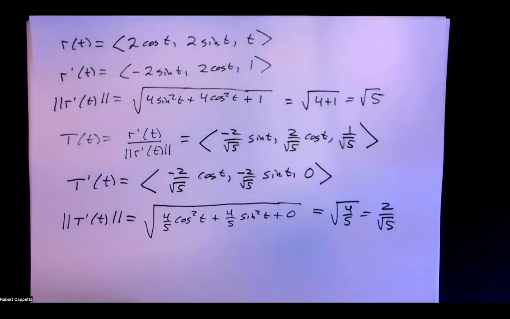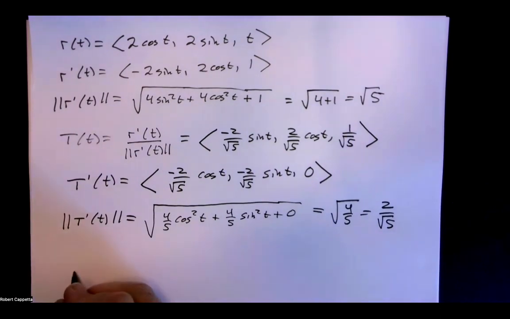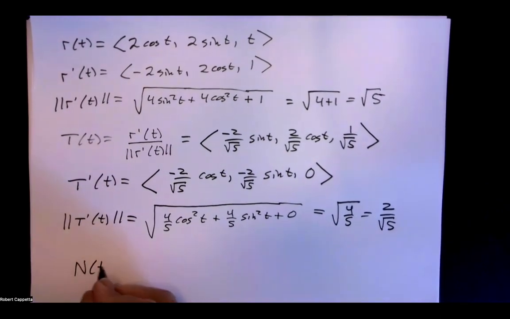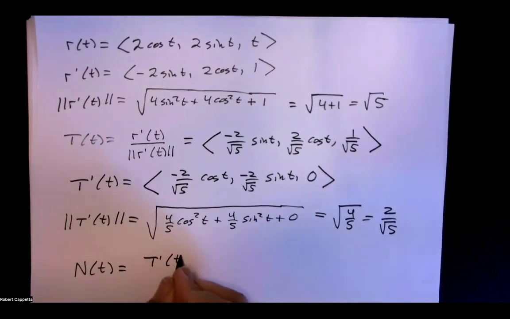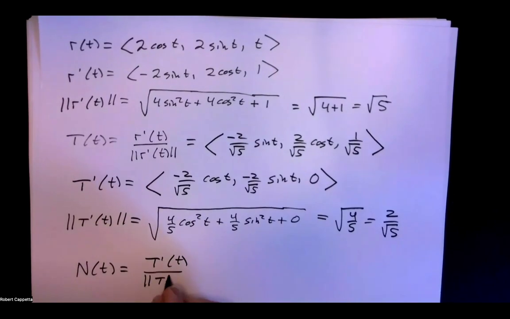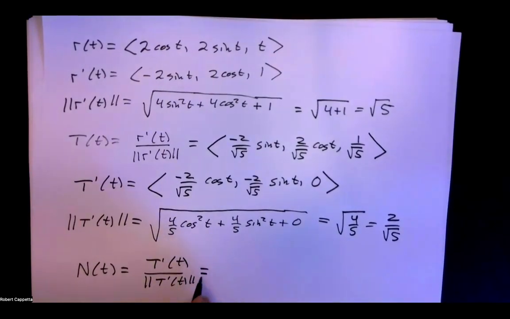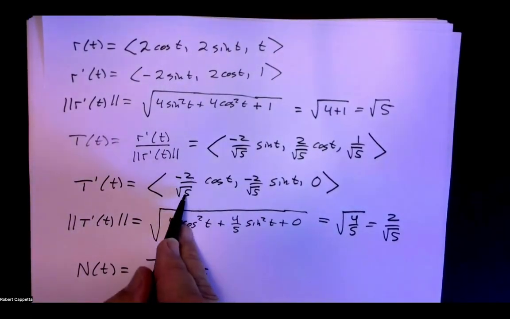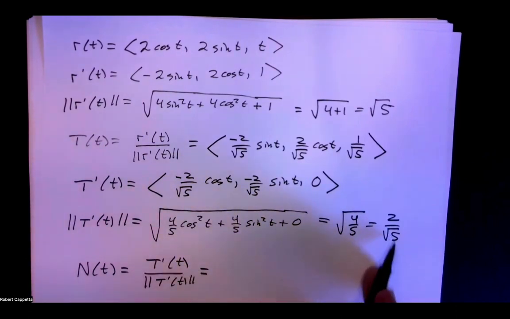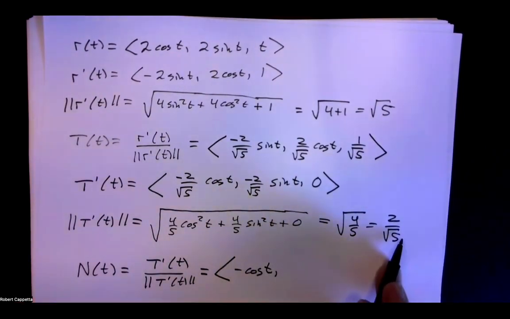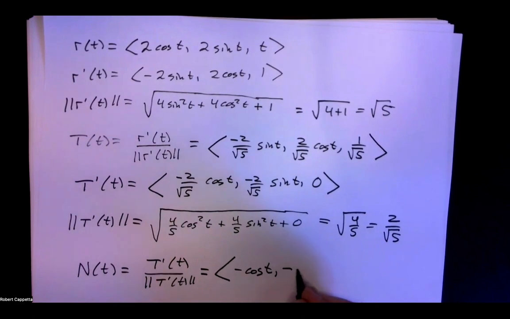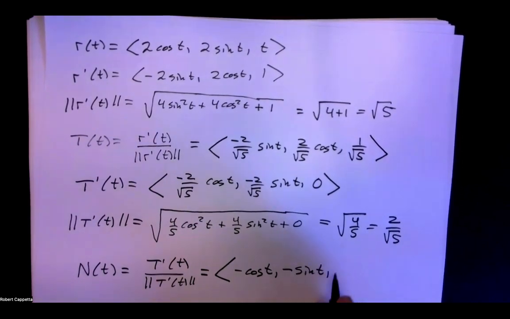So let's put those together to get N of t. What is N of t? N of t is defined as T prime of t divided by the magnitude of T prime of t, which you'll see how nice this is. Negative 2 over root 5 cos t divided by 2 over root 5 is just negative cos t. Negative 2 over root 5 sine t divided by 2 over root 5 is negative sine t. And 0 divided by anything is just 0.